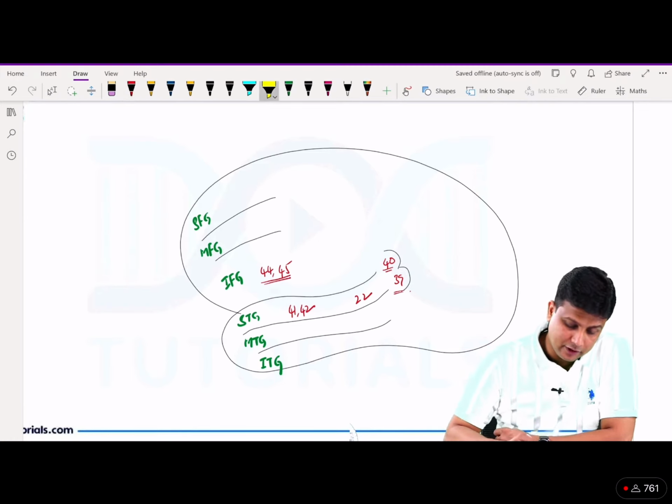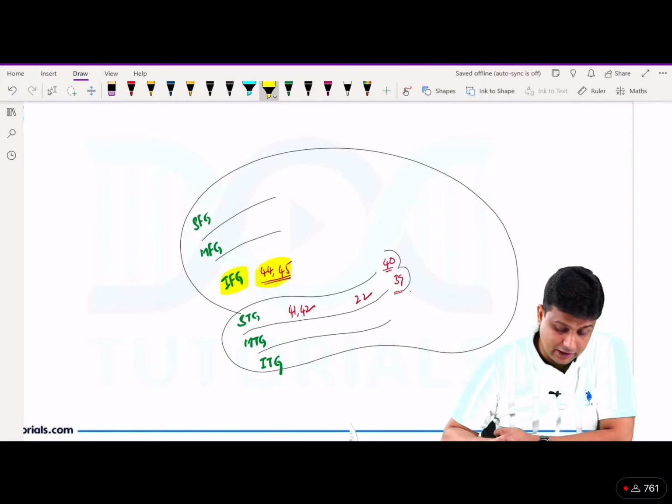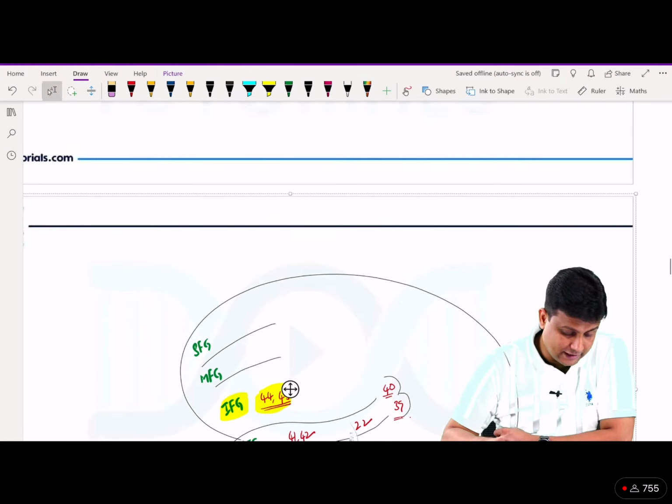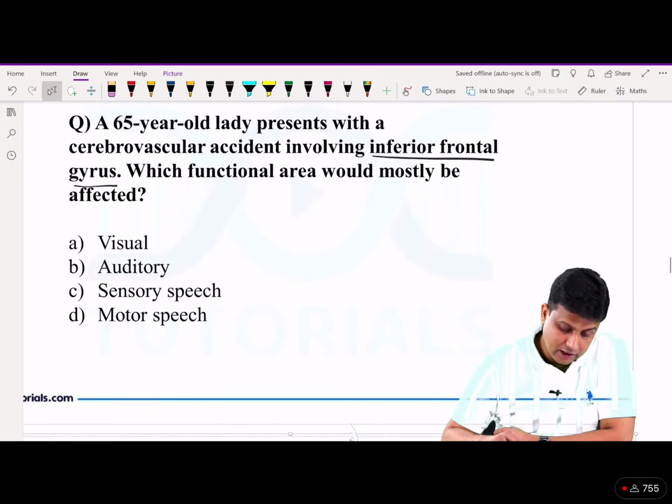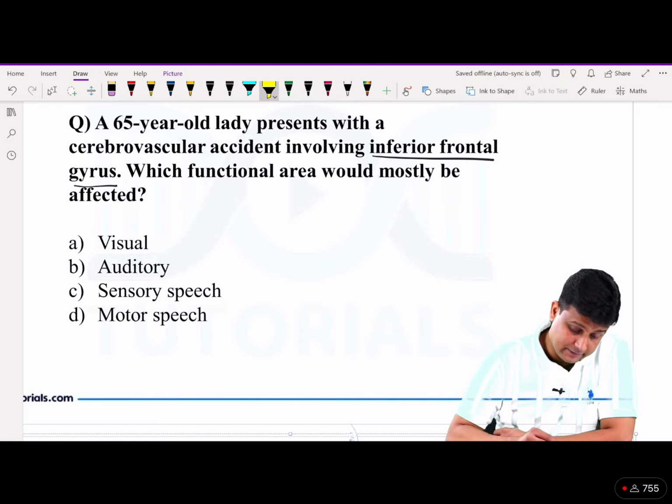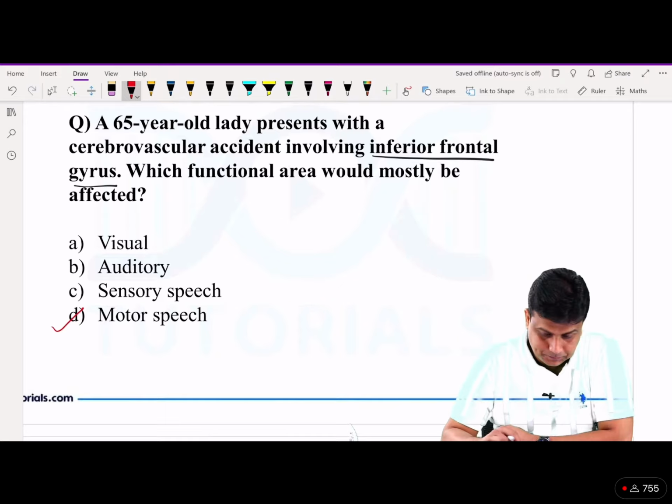So coming back to our question here, our question is actually about the inferior frontal gyrus. In the inferior frontal gyrus, what part will you be having, sir? You'll be having the Broca speech area. So a lady presents with a cerebrovascular accident involving the inferior frontal gyrus. In the inferior frontal gyrus, what is the area? That is a motor speech area, sir. Which area will be involved here? The motor speech area will be involved here, sir.